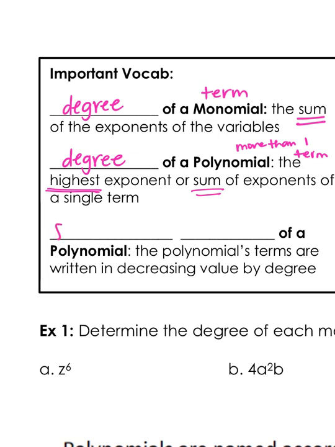And then the last thing we want to review is the standard form of a polynomial. We're putting the terms in decreasing order by degree, so highest degree to lowest degree.